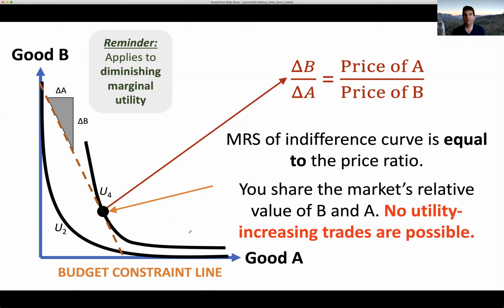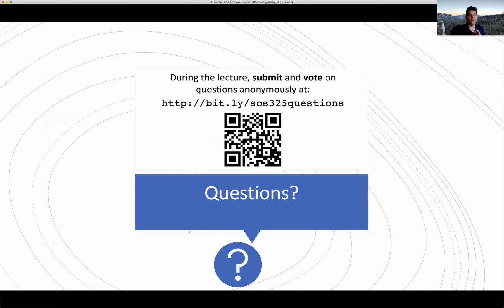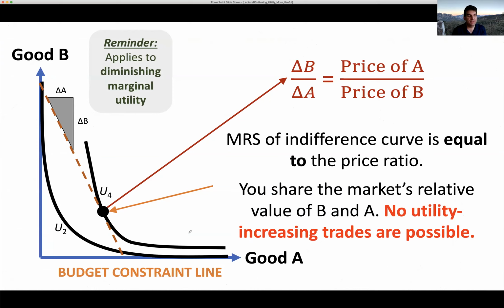I'm not willing to buy anymore. If I sell anymore or buy anymore, I'm not going to reach any higher utility. So that's this idea of the equi-marginal principle. Okay, are there questions about that? This idea of what hopefully gives you a more conceptual feel as to where this point of tangency comes at.